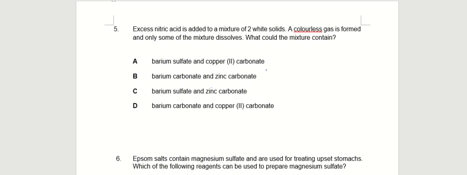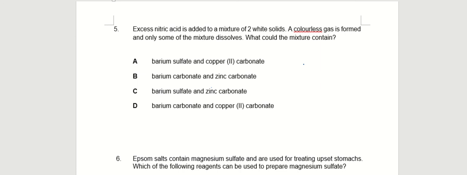Let's take a look at two more before we end off this video. An excess of nitric acid is added to a mixture of two white solids. A colorless gas is formed and only some of the mixture dissolves. What could the mixture contain?